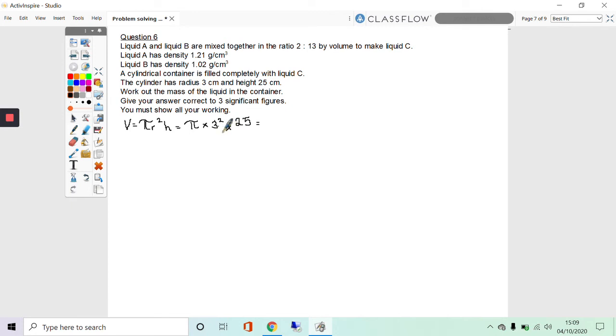So 3 squared is 9, 9 times 25 is 225, so the volume of my cylinder is 225 pi centimetres cubed. And you'll see why I've left it in exact terms with pi in a moment. So I've got my 2 liquids A to B.